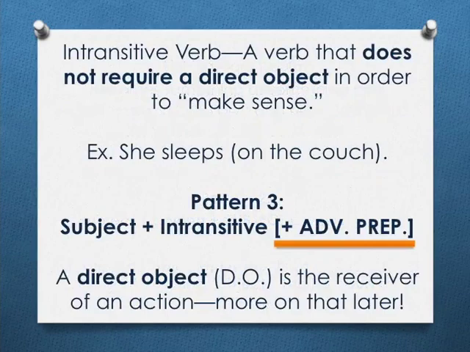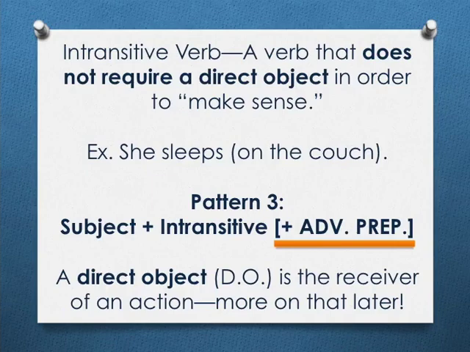The last sentence pattern that we'll be looking at today is with the intransitive verb. An intransitive verb is one that does not require a direct object in order to make sense. For example, she sleeps. If I just said she sleeps, you would totally understand what I'm thinking about. While on the couch gives us more information, it's not necessary to the actual meaning of the sentence.